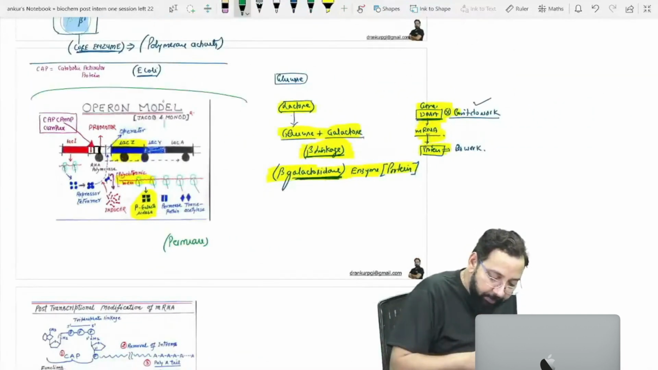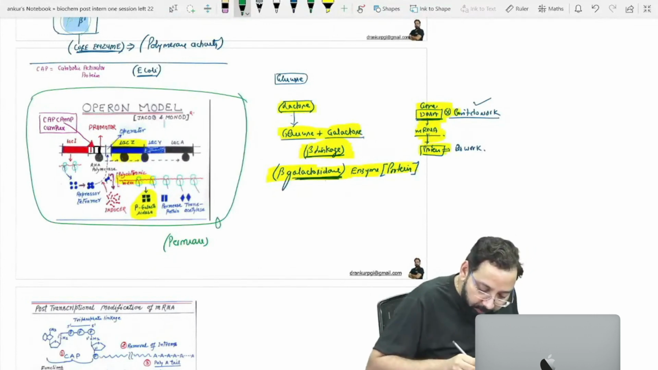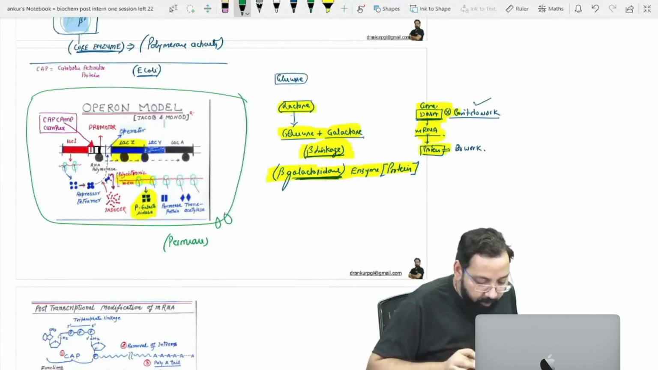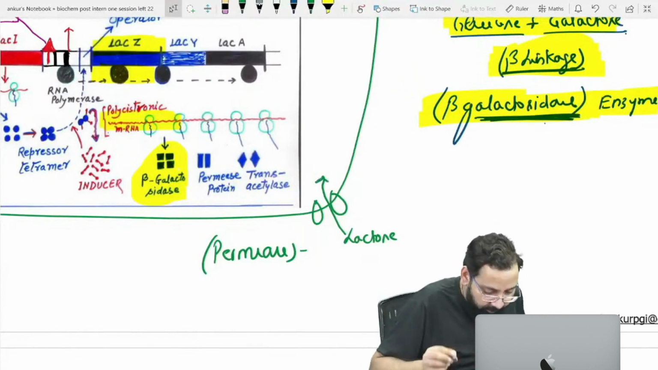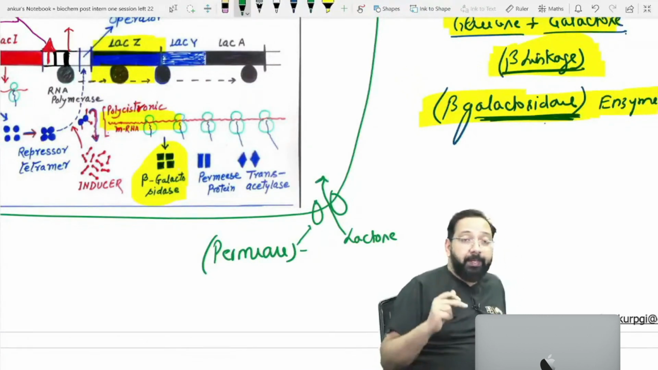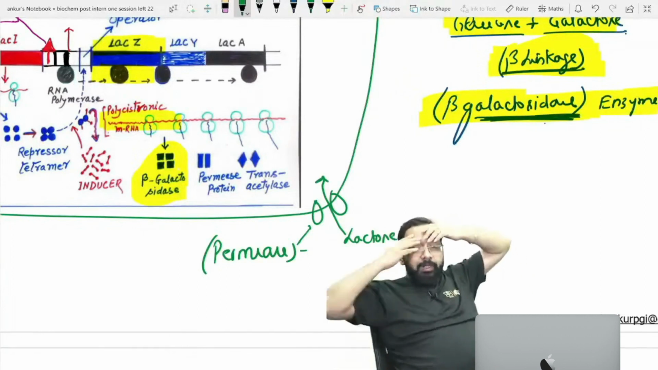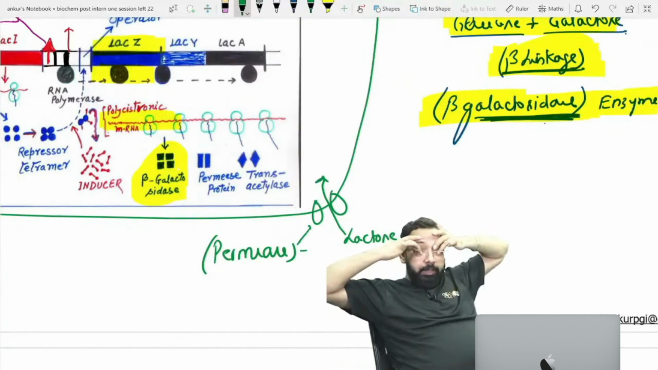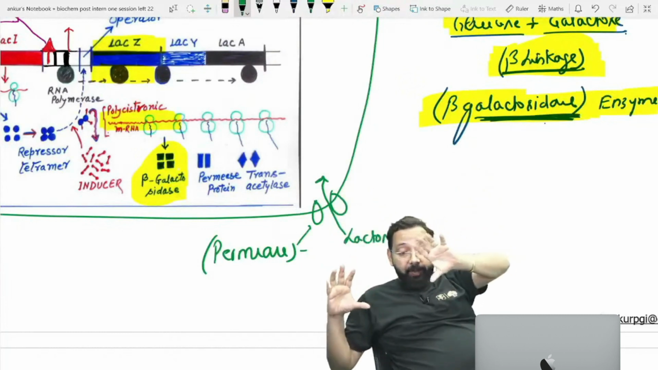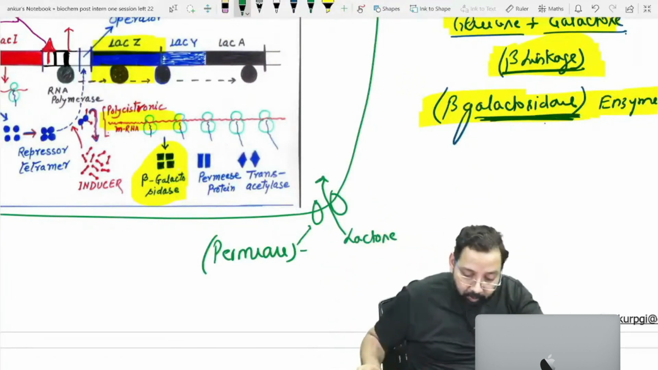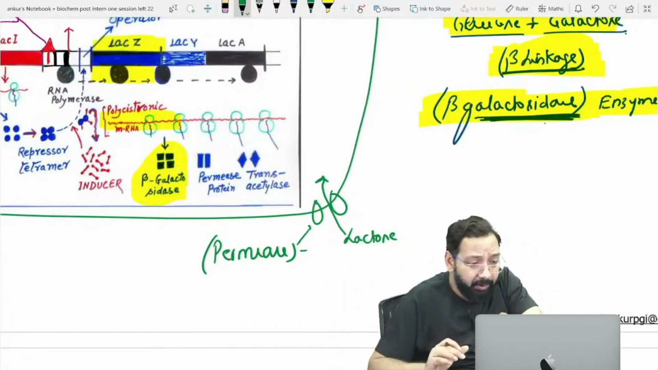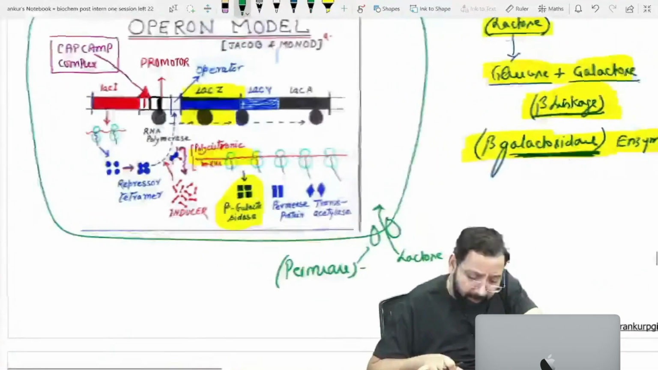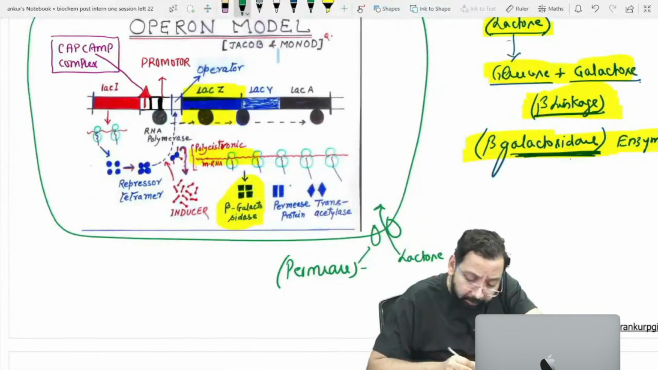This permease protein is attached to the membrane of E. coli, and with the help of permease, lactose enters the E. coli. Normally lactose can't enter E. coli in large amounts, but with the help of permease it can cross the cell membrane, enter, and be utilized. Clear?